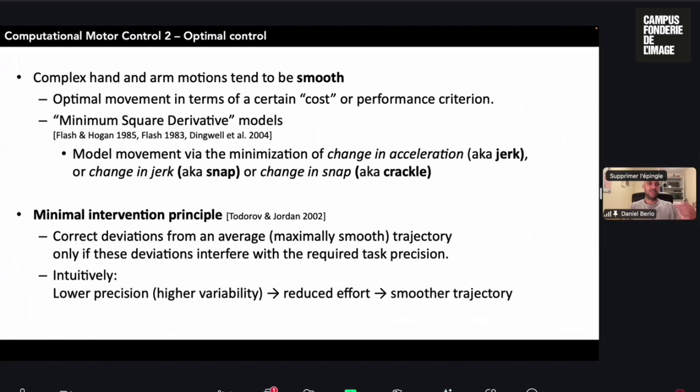And then you can minimize the change in jerk, which is known as snap, and minimize the change in snap, which is known as crackle, right? So you're changing those kind of like high change rates of the movement, and you get very smooth trajectories.